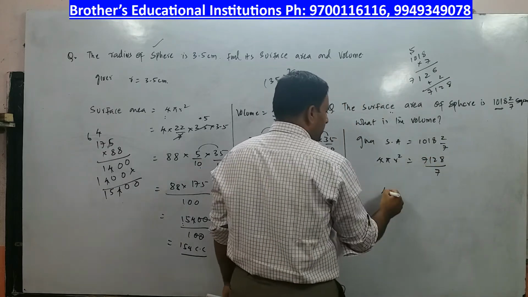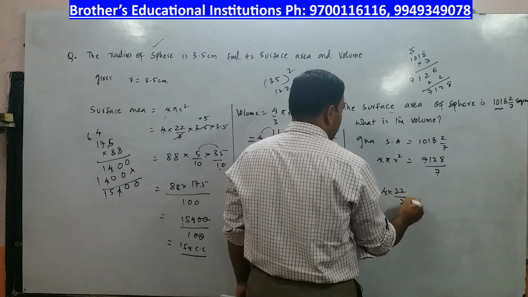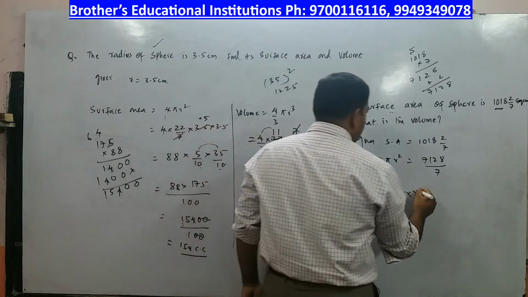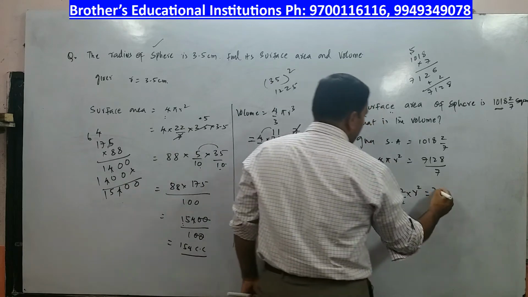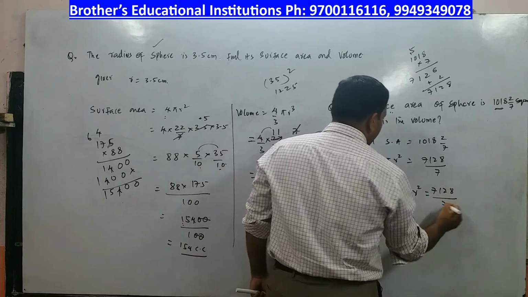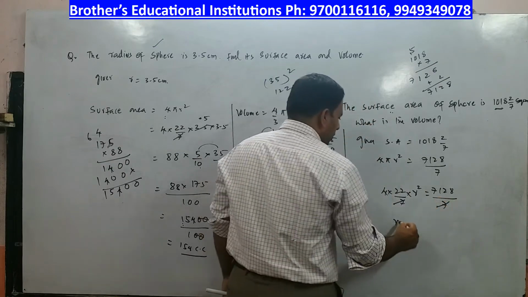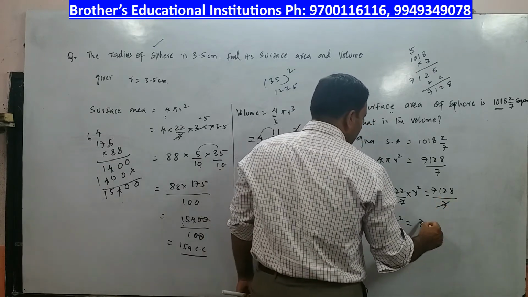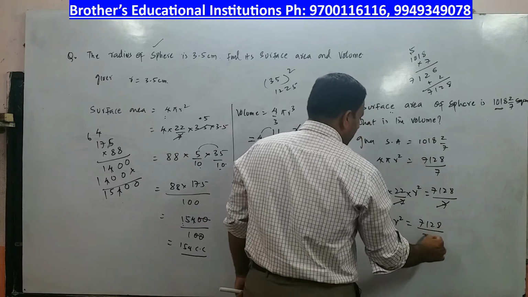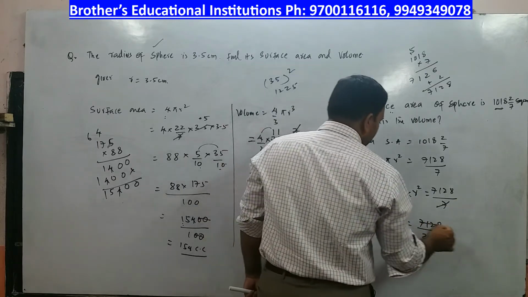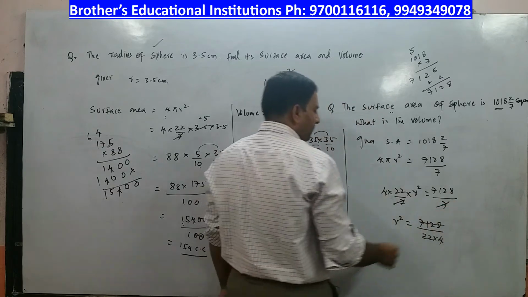Now 4 pi r square is 4 into 22 by 7 into r square. What is r square? We have to find r square. So it is 7128 divided by 7. I am sure the 7s will get cancelled. Now you have to find r square is equal to 7128 divided by 22 into 4. Now I am sure we can cancel this by 11.